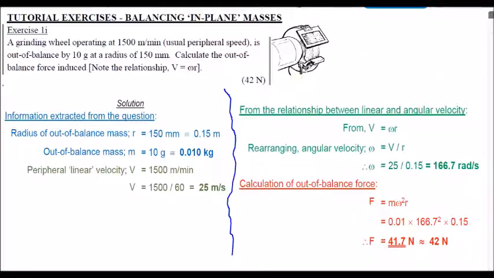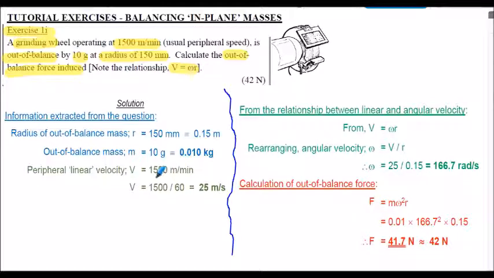So just very quickly, exercise 1I. The grinding wheel operating at 1500 meters per minute is out of balance by a 10 gram mass at a radius of 150 millimeters. We've got to calculate the out of balance force that's been induced. And they mention the relation V equals omega r, because what they've actually given you in the question is a linear velocity. It's talking in meters per minute, and that's a linear velocity.